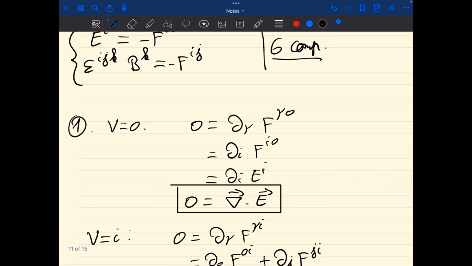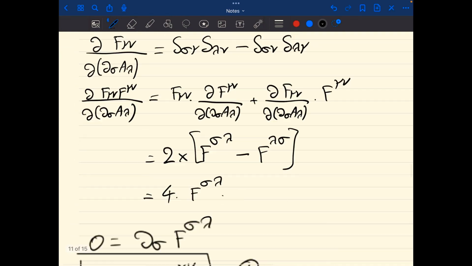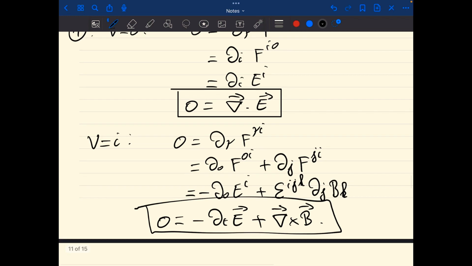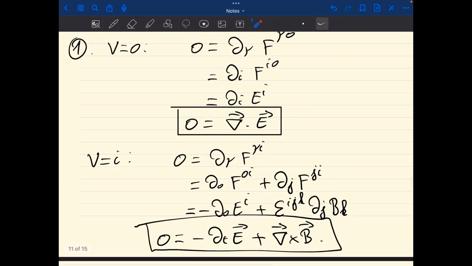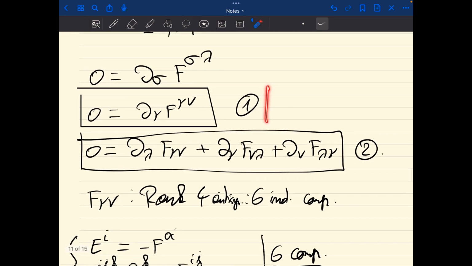I should say that we have considered here the Lagrangian without source, so that's why we get this particular Maxwell equation. There's nothing here. It's zero. Okay, so that's all we got from the first equation.